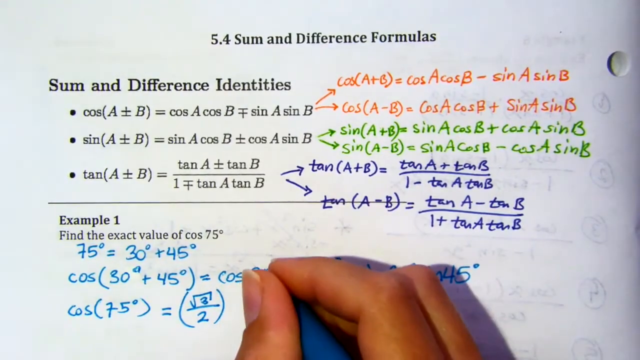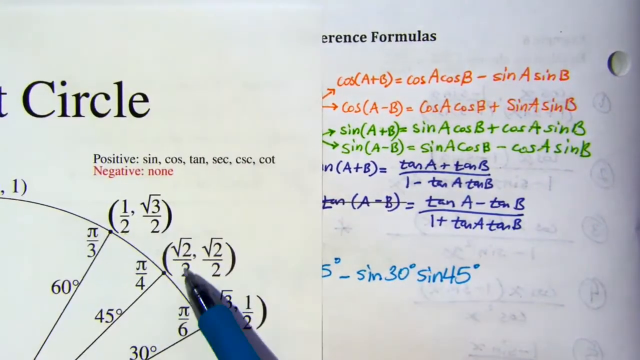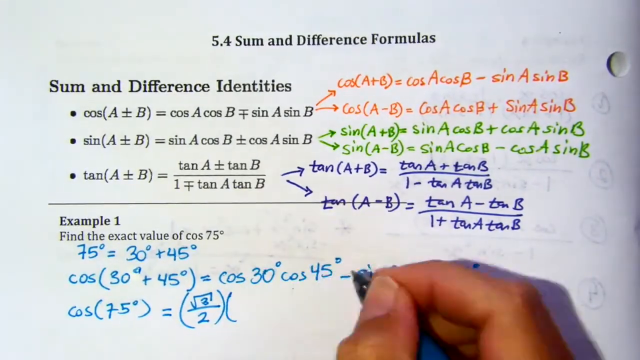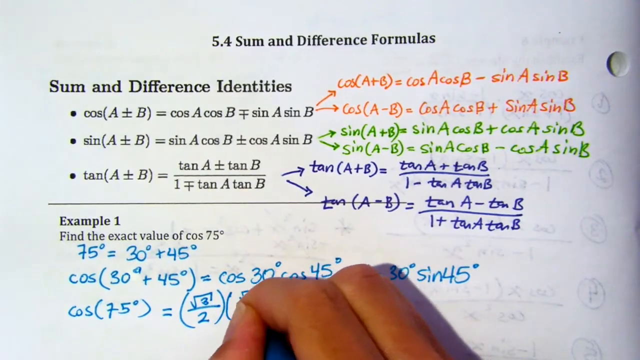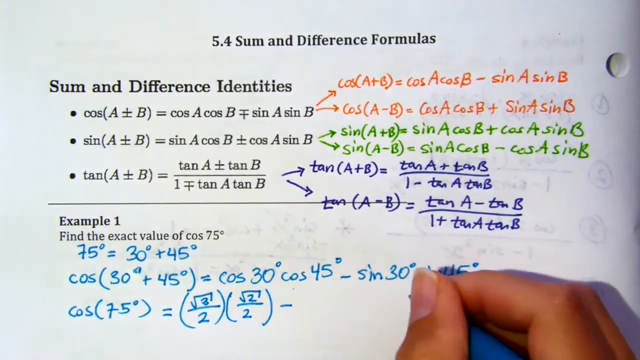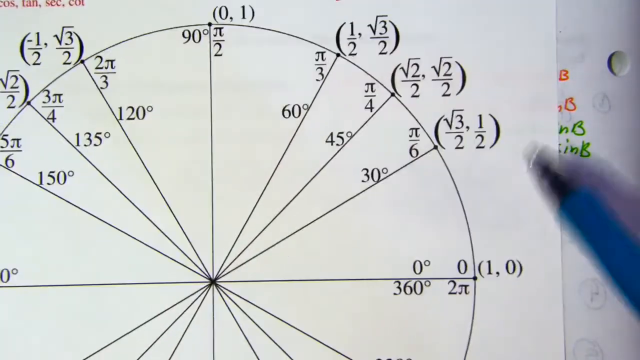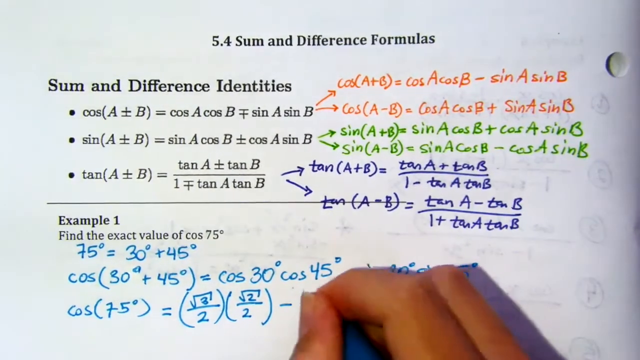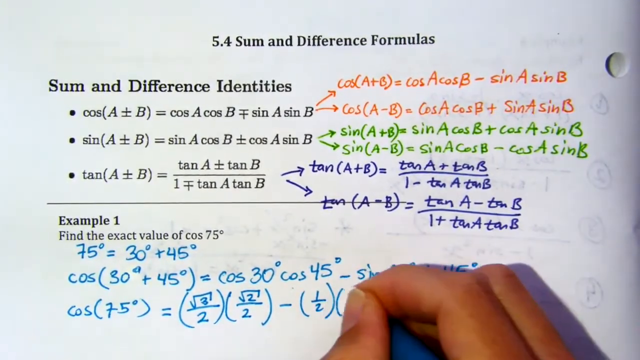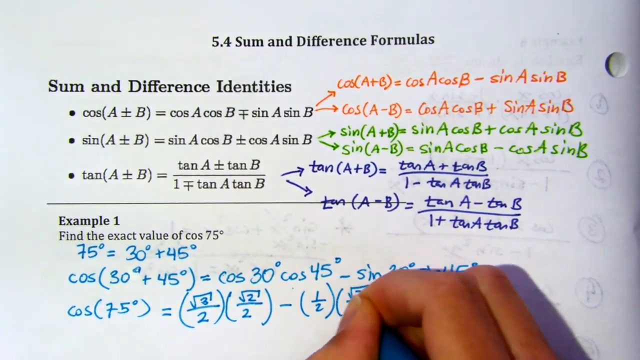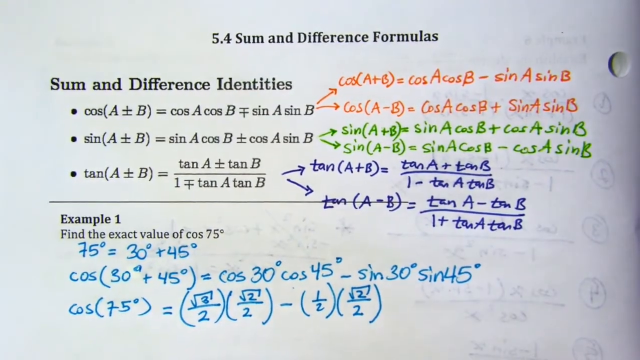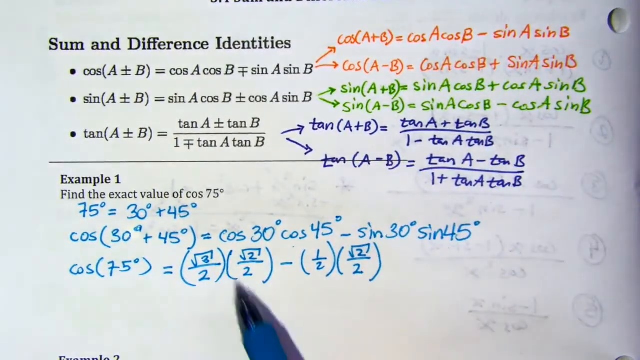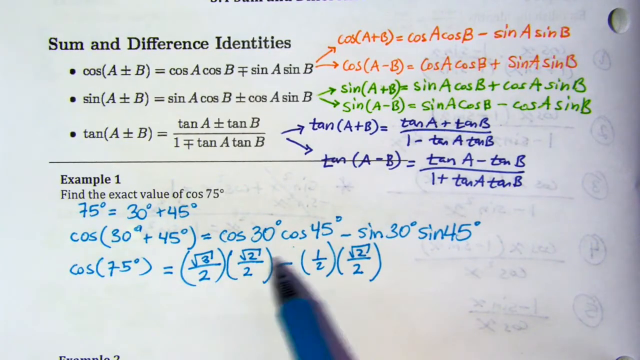The cosine of 45 degrees is the square root of 2 over 2. Replace cosine of 45 with the square root of 2 over 2. The sine of 30 degrees: sine is your y value. Here it is 1/2. We have 1/2 times the sine of 45. The sine of 45 is also the square root of 2 over 2. All I used was this formula up here and then found each of the exact values for the different components.